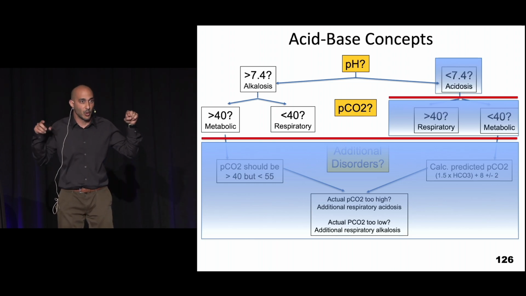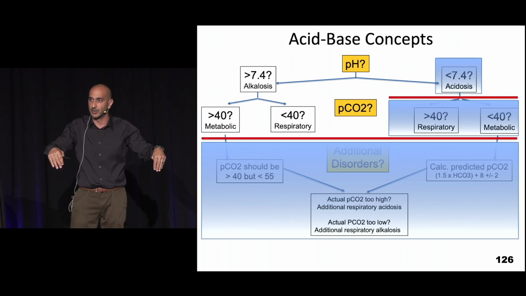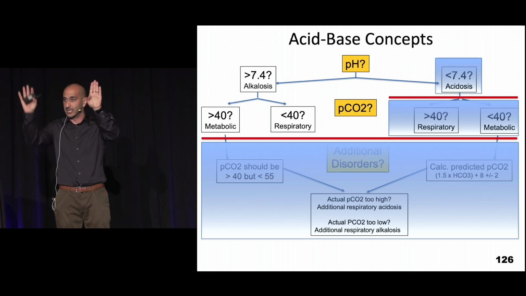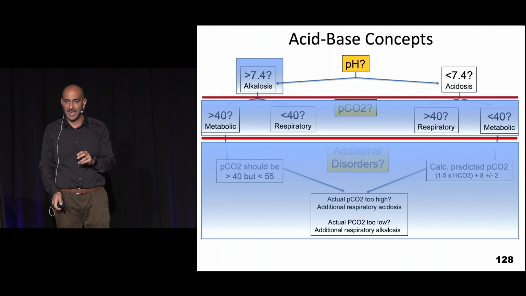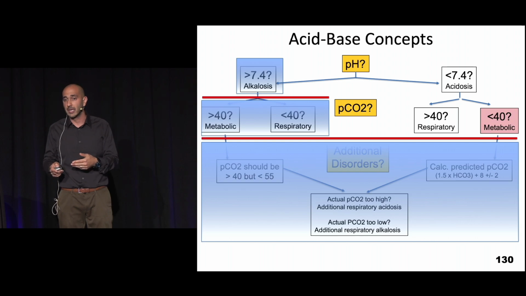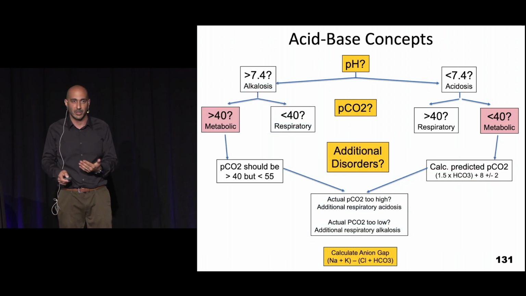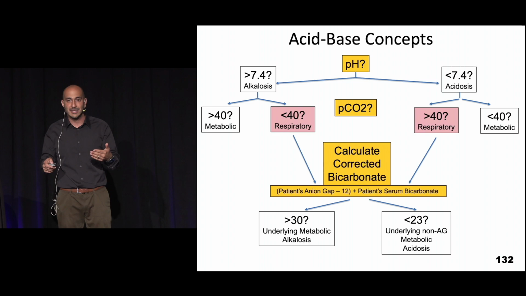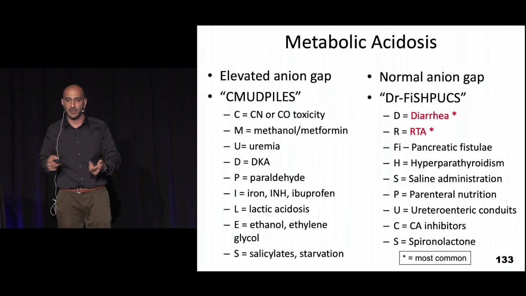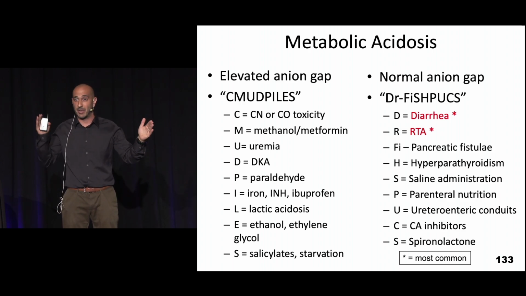with a low bicarb. The great thing about all of these processes is that if you have a low bicarb, your compensation is a low PCO2. If you have a high bicarb, your compensation is a high PCO2. So we'll see that on the other side. If you're acidotic, PCO2 is low with metabolic, and if it's high, it's respiratory. I'm not going to go through all the compensatory calculations, but just recognize that every time you have a process, there will be a compensation for that, and you can go through that by going through that algorithm. Metabolic acidosis, there's anion gap and non-anion gap.